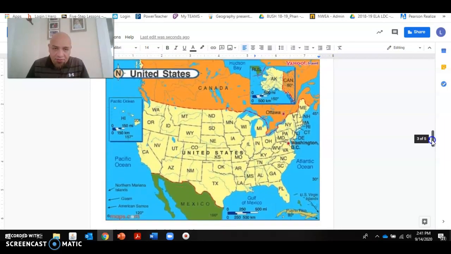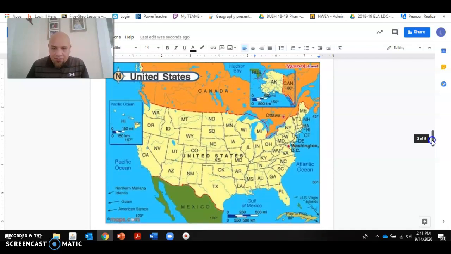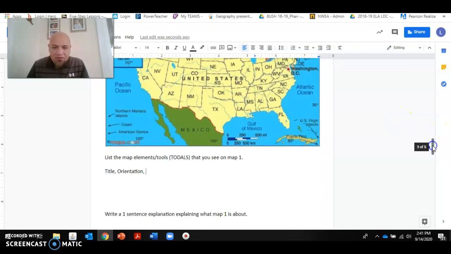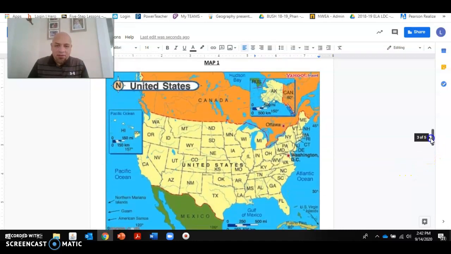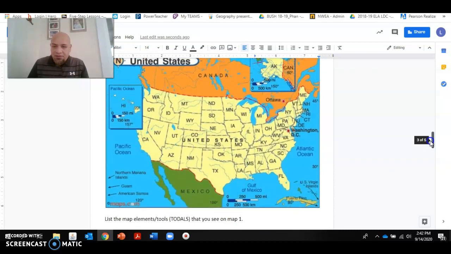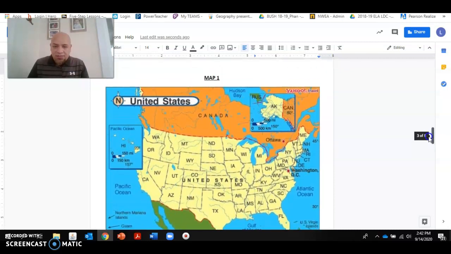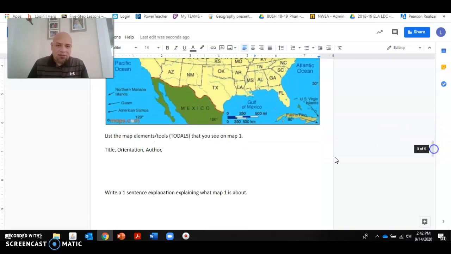Do we see an author or an organization that made it? Right here, Yahoo Travel. So yes, we do see an author. Do we see a legend or a key? We do not see a legend or a key. Do we see a scale? Right here we see the scale, so you would write down scale. So those are the TODALS, the map elements that you can find.